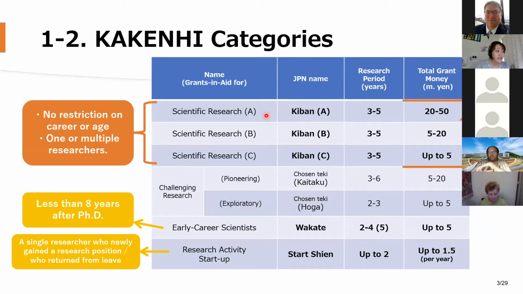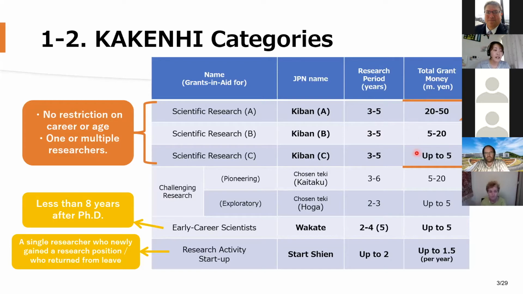The first 3 are the main grants having the same conditions. There is no restriction on career or age, and the project can be conducted by 1 individual researcher or multiple researchers. The research period of the project should be from 3 to 5 years. The difference between A, B, and C is the total grant amount.